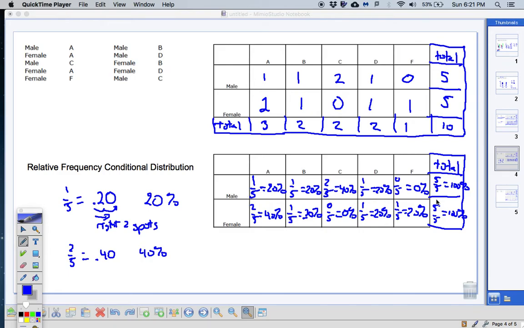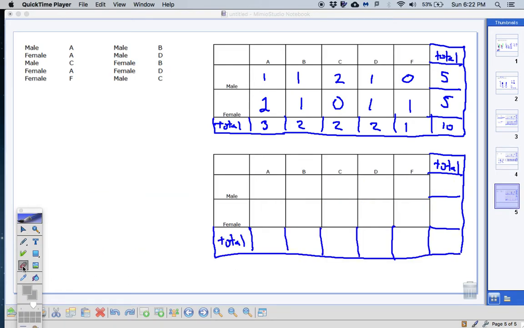But notice we only went straight across. This time we looked at just the males and females. We could equally do it up and down. So let's take a look at what that would look like. In this case, we're going to get rid of the totals on the right, and we're only going to look at up and down. Okay, so this time I wanted totals for A, B, C, D, and F's.